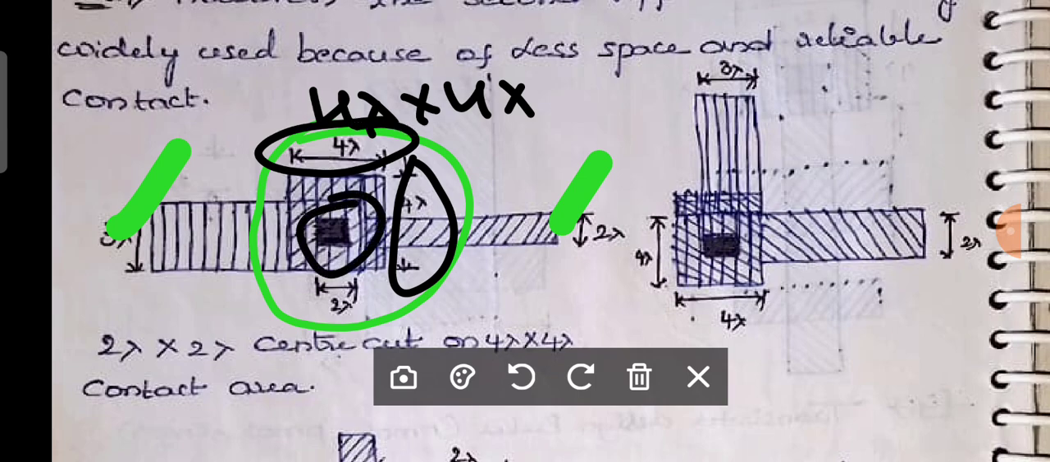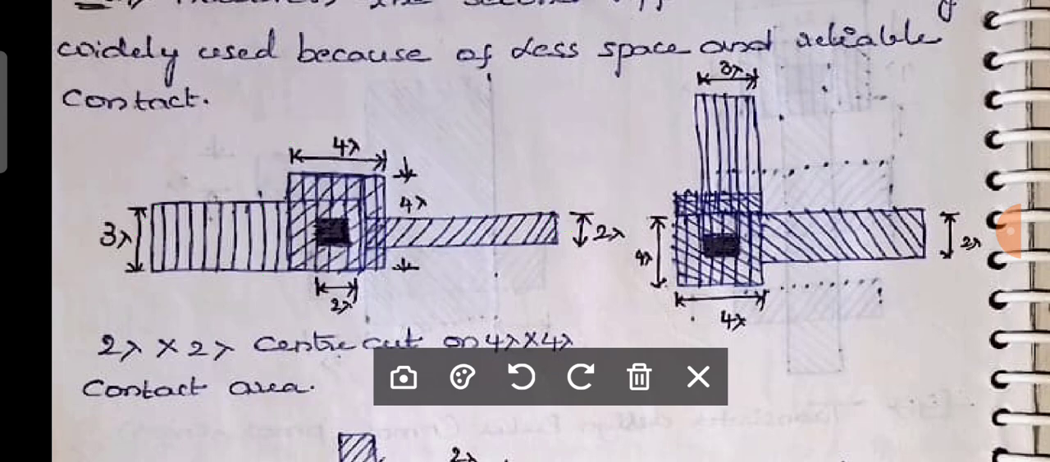What is the contact cut? 2 lambda by 2 lambda. Is it clear? This is 2 lambda, and here you can observe that this is what? 2 lambda, and this is what? 2 lambda. Therefore it is 2 lambda by 2 lambda. Here you may observe this contact area. This is 4 lambda, this is 4 lambda. I hope that you are clear.